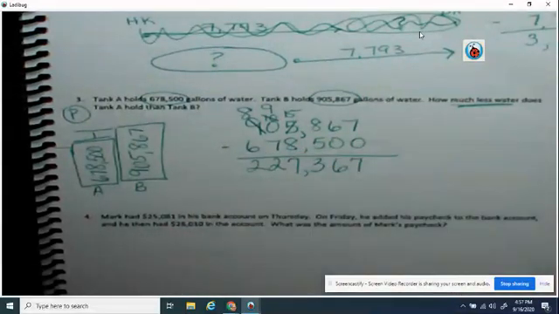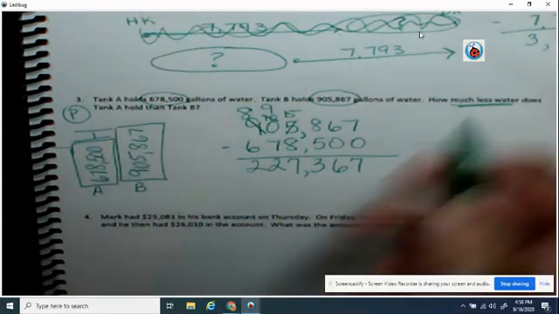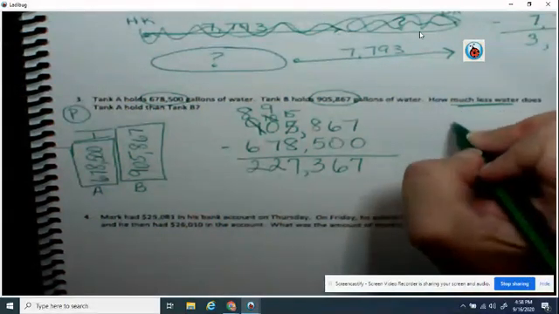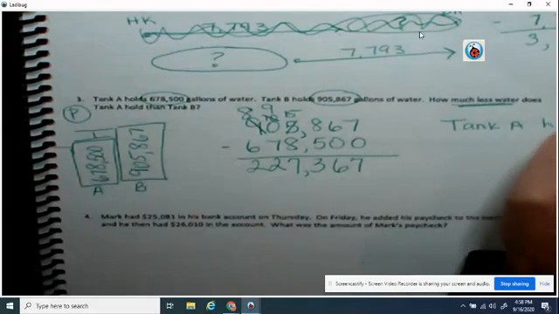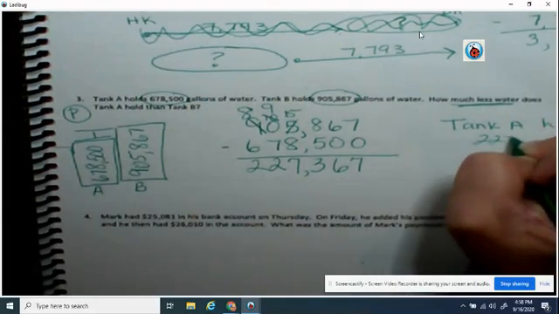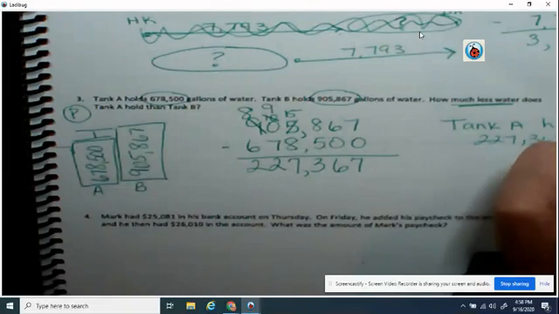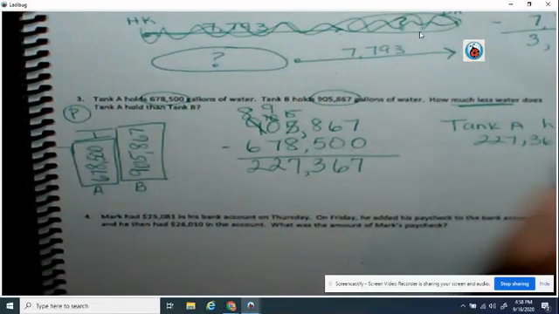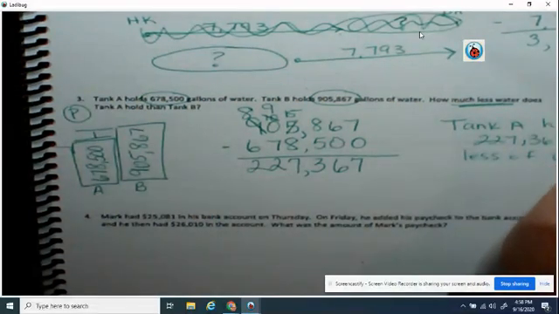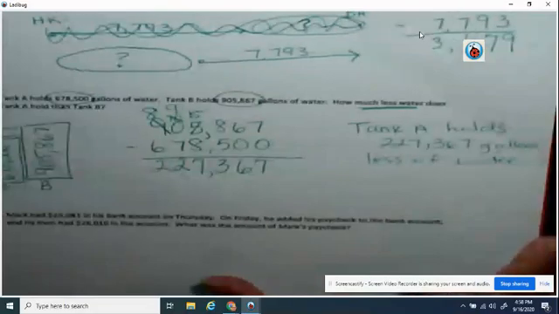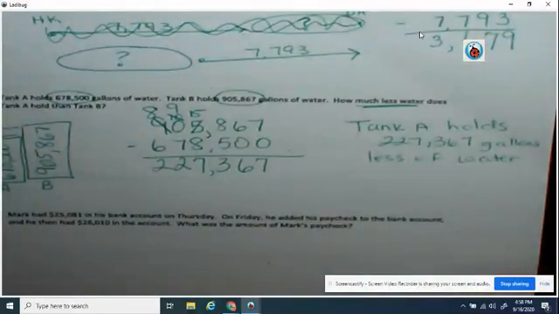So it's 227,376 less water. So now I need to answer it. How much less water? So tank A holds 227,367 gallons less of water. Okay, there it is. Sorry, there's my sentence.